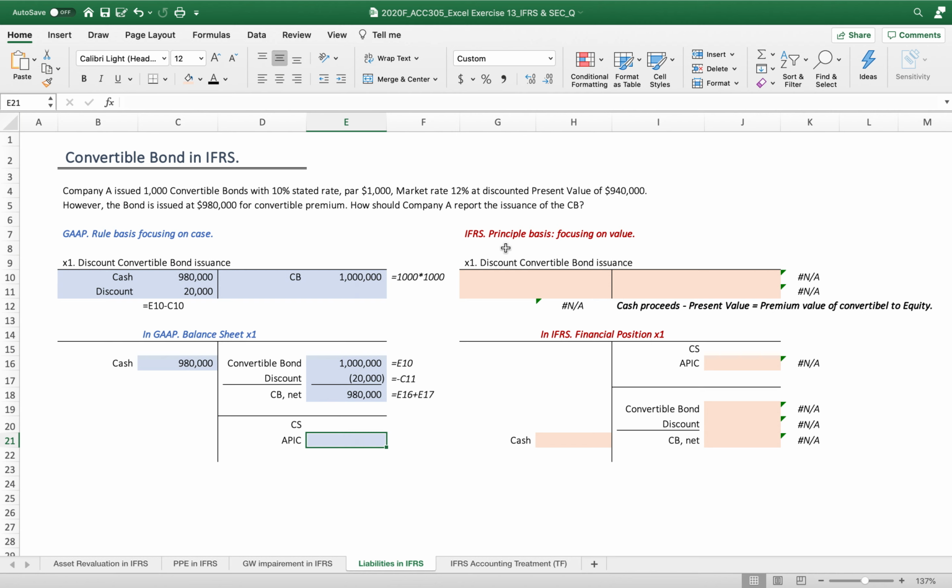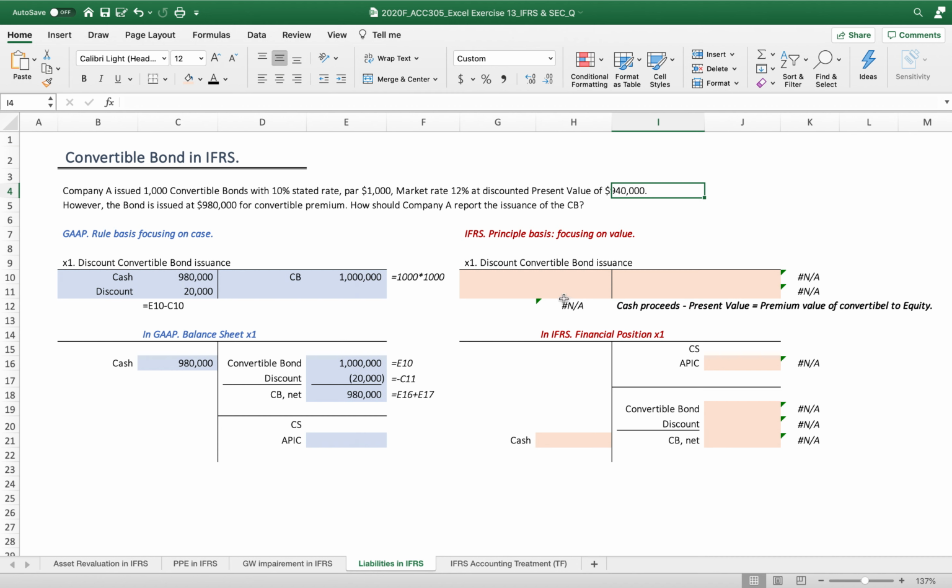That means the company should record this issuance price, which is the cash proceed, onto the cash, but because of the value of this convertible bond option, we know what the additional paid in capital part is. Even though the present value is $940,000, how could this company receive $40,000 more, 980? That is the additional paid in capital, the equity value, the convertible option value for this convertible bond.